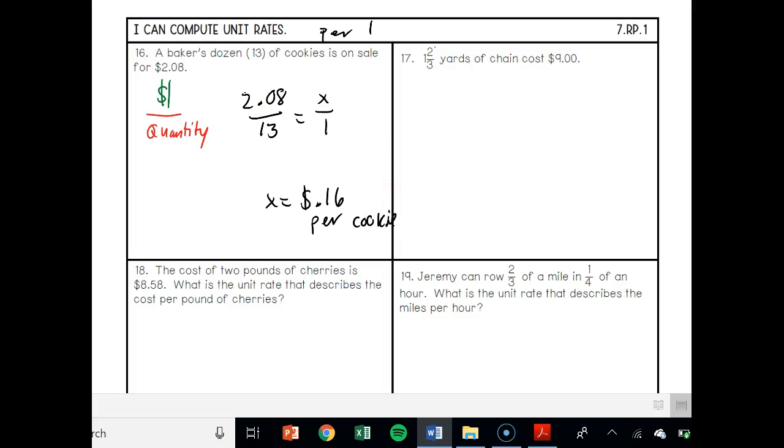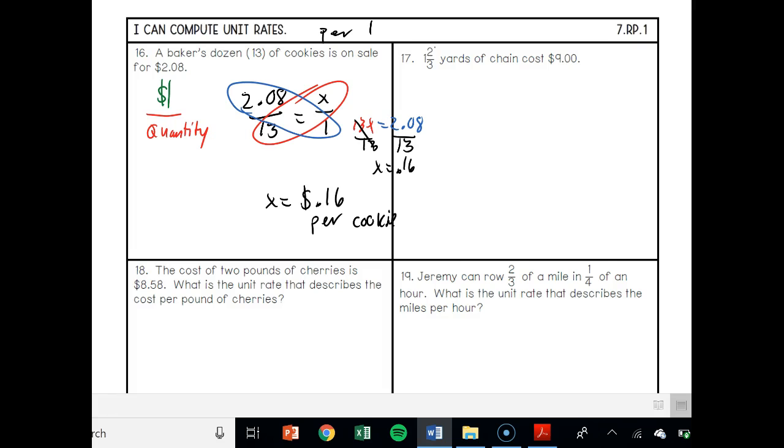If you don't believe me, look, watch. 13 times x, that's 13x. 1 times 208, that equals $2.08. Divide by 13, divide by 13. 208 divided by 13 equals 0.16. So either way works, okay?